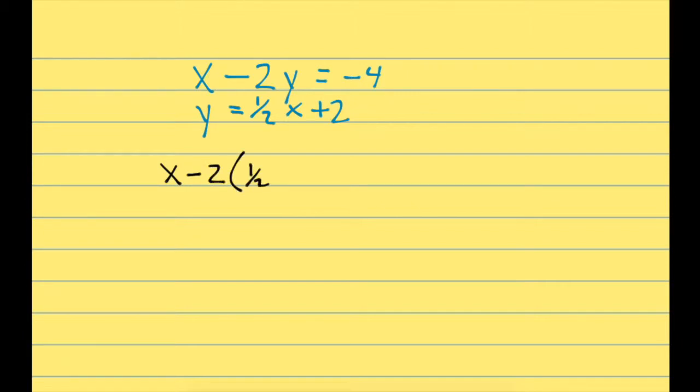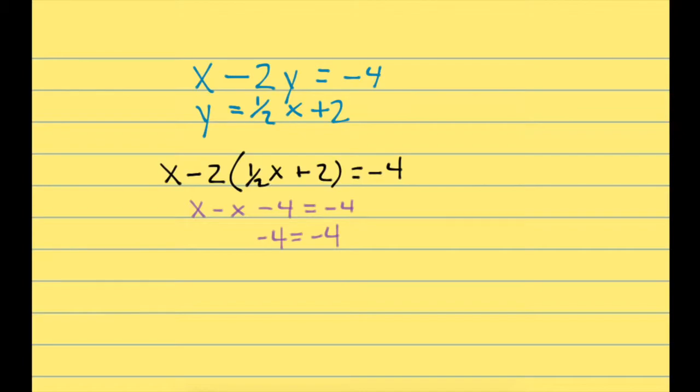Now on the other hand, we might have a set of equations that has multiple solutions. Let's look at this set of equations. This one is perfectly set up for substitution because our second equation is solved for y. So let's plug that into our first equation. X minus 2 times 1/2 x plus 2 equals negative 4. So when you use the distributive property, you get x minus 4 equals negative 4, and x minus x is just 0, so we get negative 4 equals negative 4.